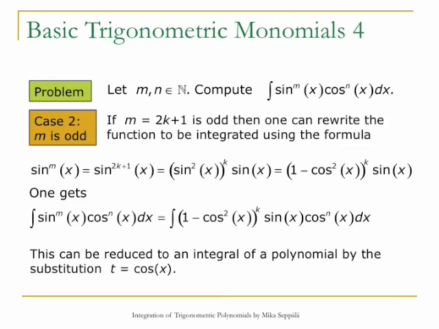This can be computed by the substitution t equals cosine of x. Because if t is cosine of x, then dt is negative sine of x dx, and the function to be integrated contains the factor sine of x times dx. Therefore, this substitution, t equals cosine of x, reduces this integral to an integral of a polynomial.